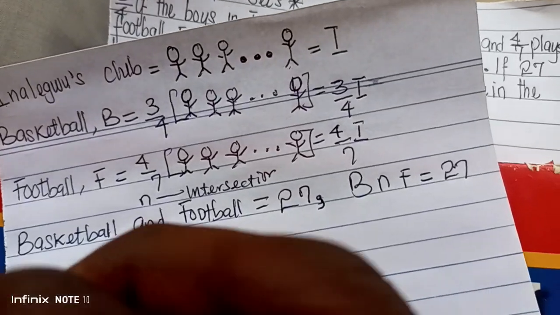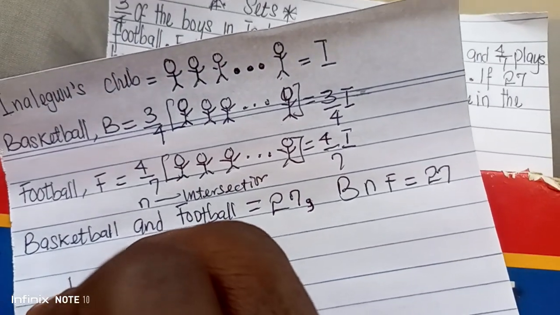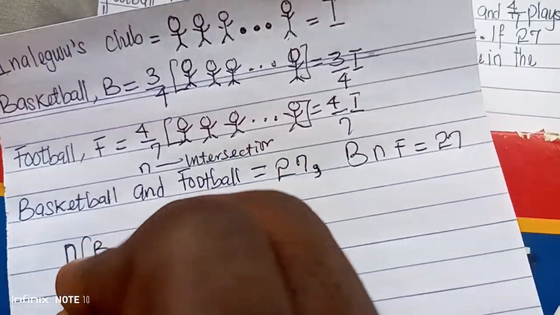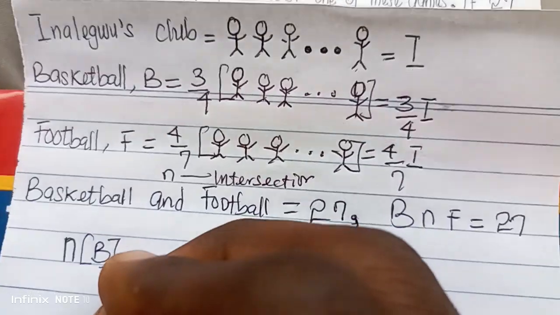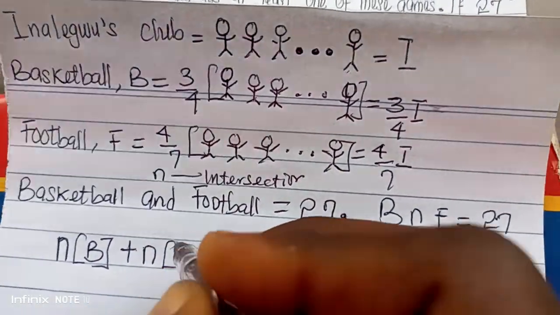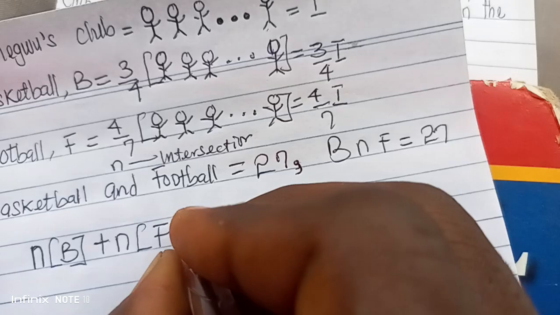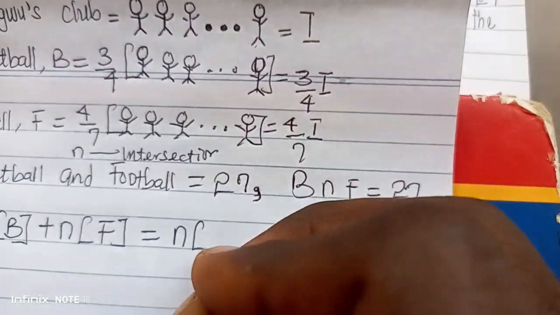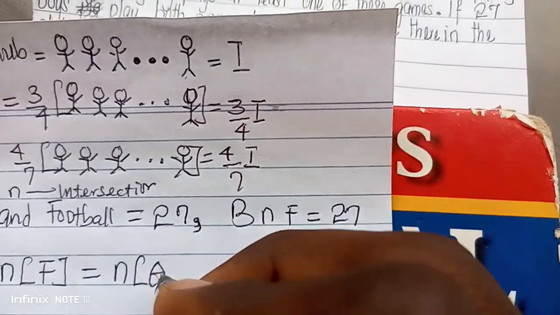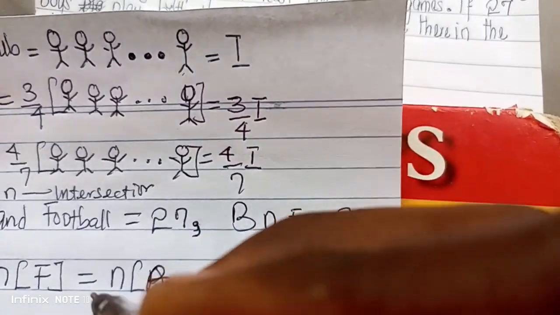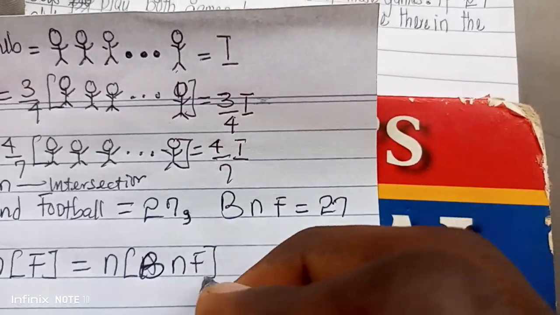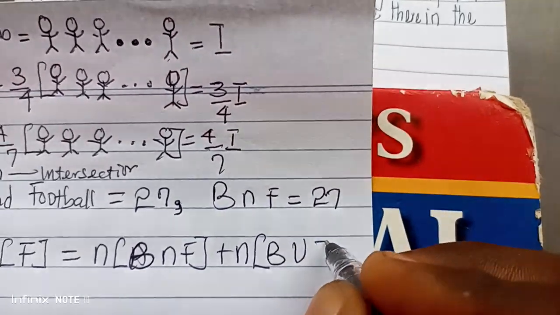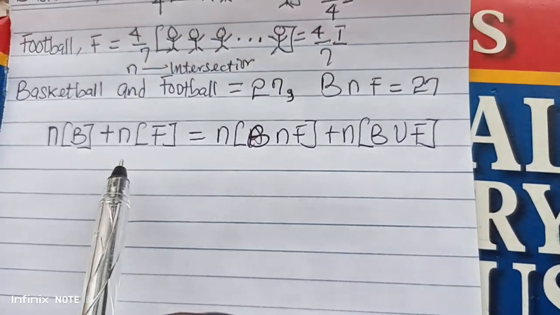Let me just firstly use this formula. So the formula is cardinality of basketball plus cardinality of football must be equal to cardinality of basketball intersection football plus cardinality of basketball union football. So this is the formula.